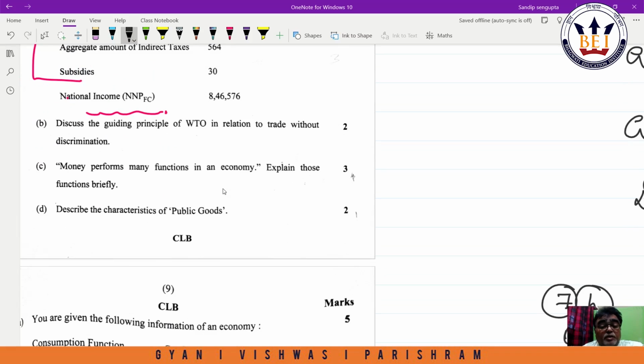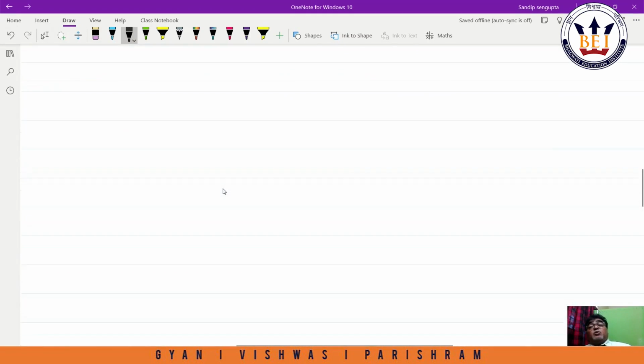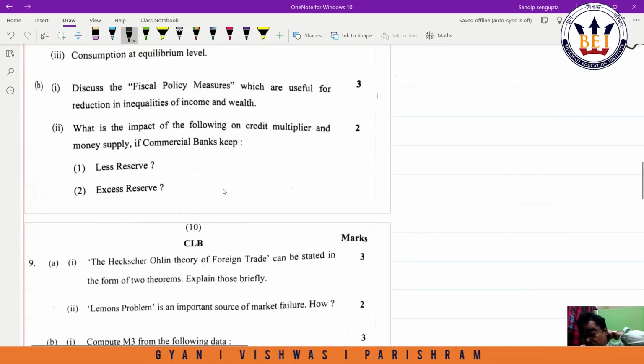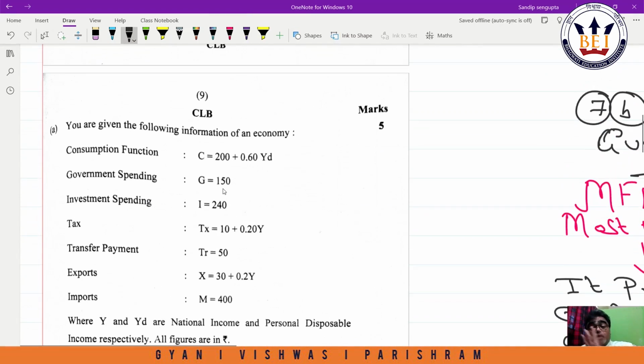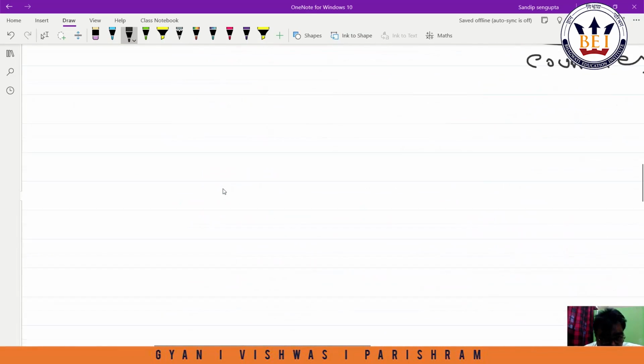The next question is, money performs many functions in the economy. Explain those functions. I believe it is 7C, the compulsory bunch.